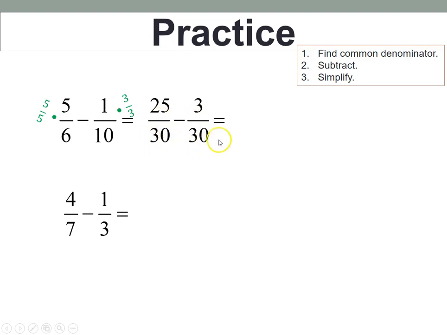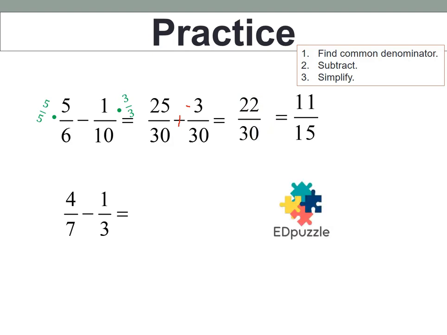I keep my denominator the same, and I subtract my numerators. If you want to add the opposite, we would make that addition, so I have 25 plus negative 3. That's 22 over 30. Now let's look at the last step: simplify. Yes, I could simplify this. I could take a 2 out of the numerator and a 2 out of the denominator, and we would get 11 over 15. And that's our answer. So I want you to do this next one, 4 over 7 minus 1 over 3, and then come back and we'll go over it.